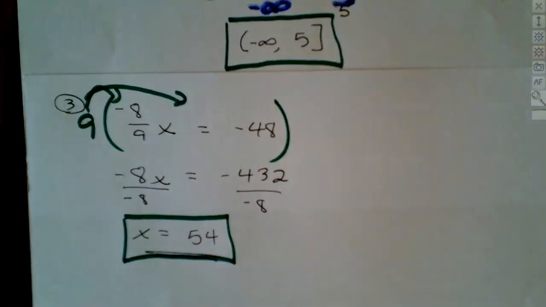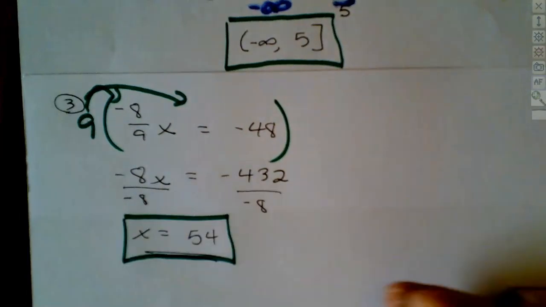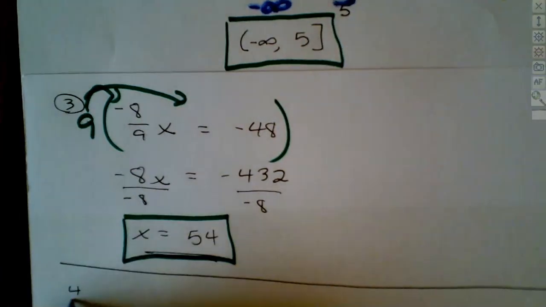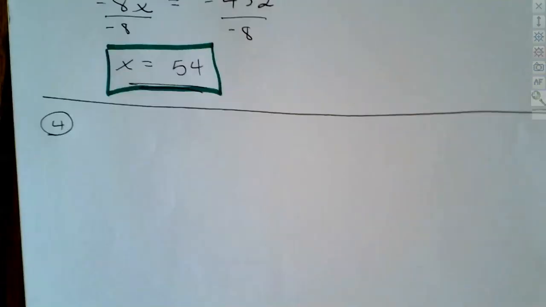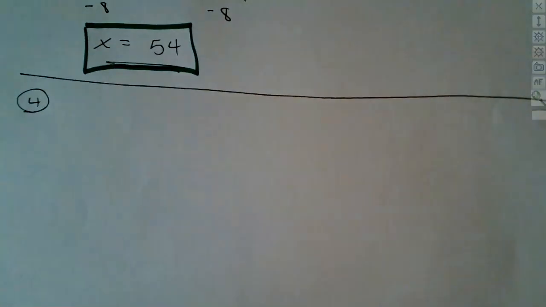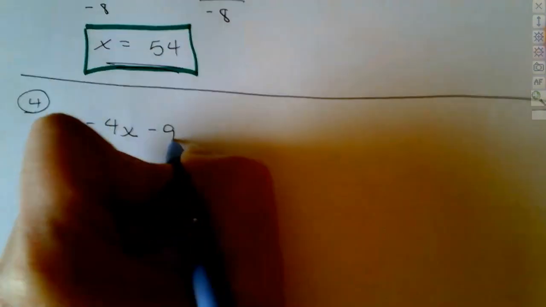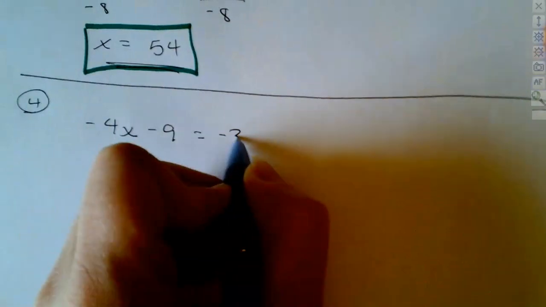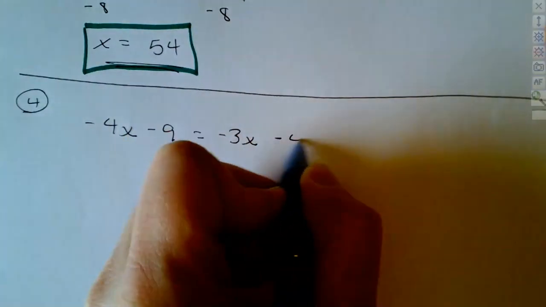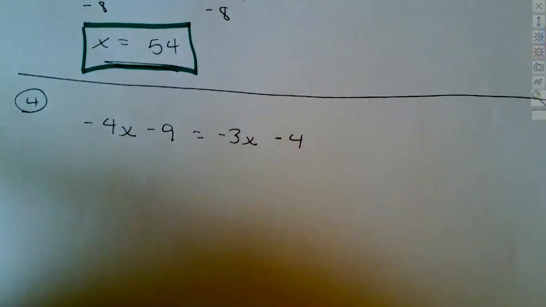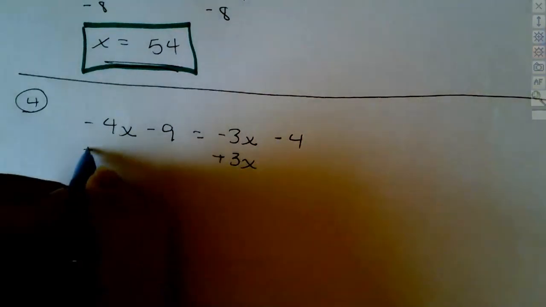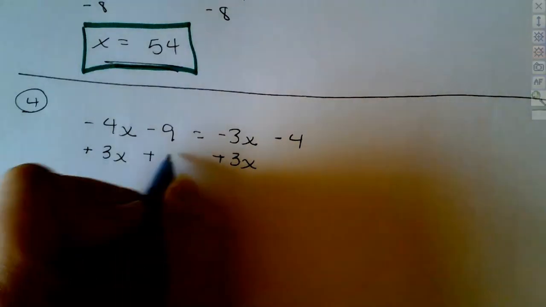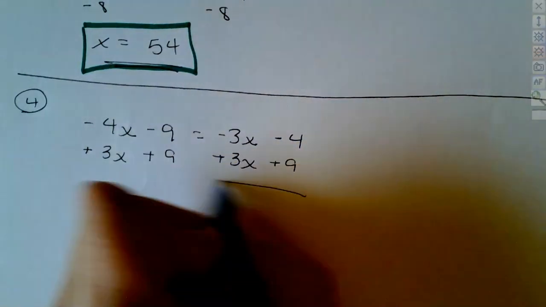Next question, question 4, is again very similar. It's another linear equation that we've got to solve. So let's look at question 4. We've got negative 4x minus 9 equals negative 3x minus 4. Now we should be able to do several operations at once. So I'm going to add the 3x and add the 9 over as well.